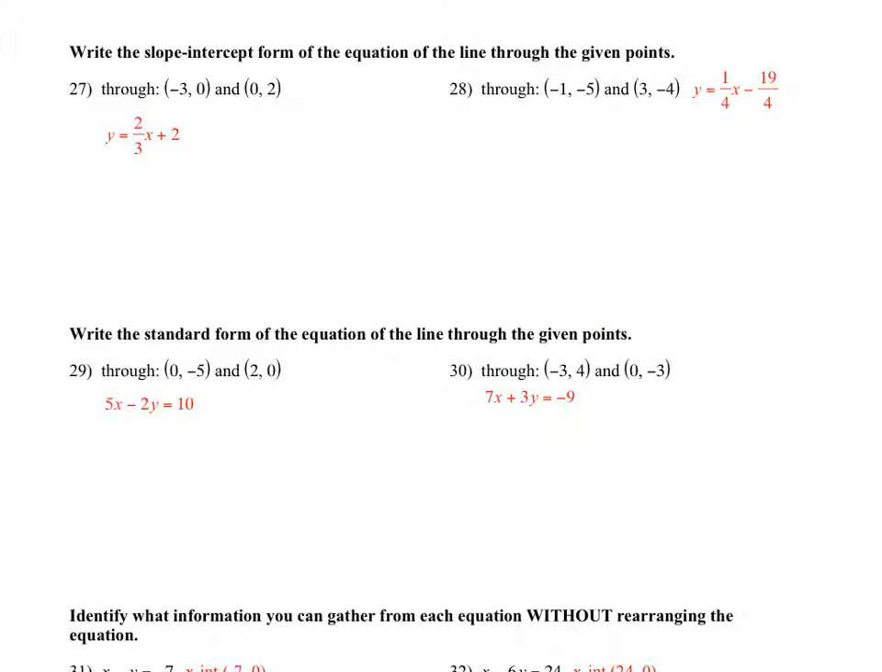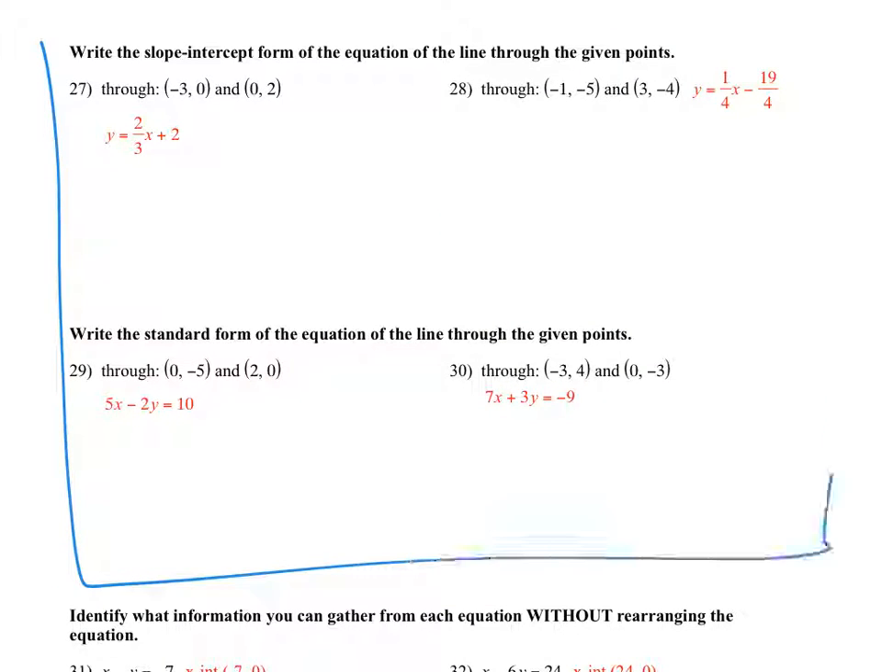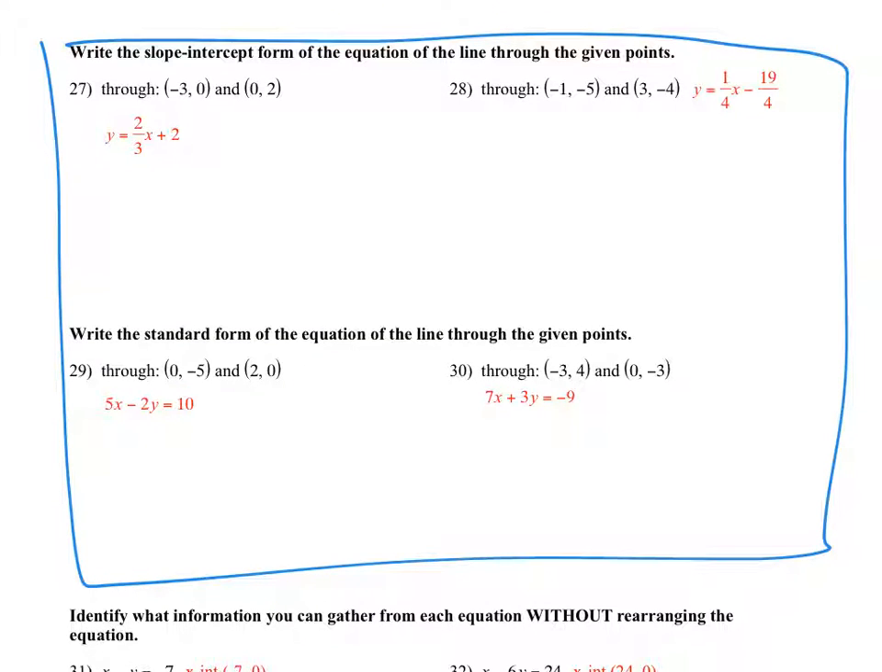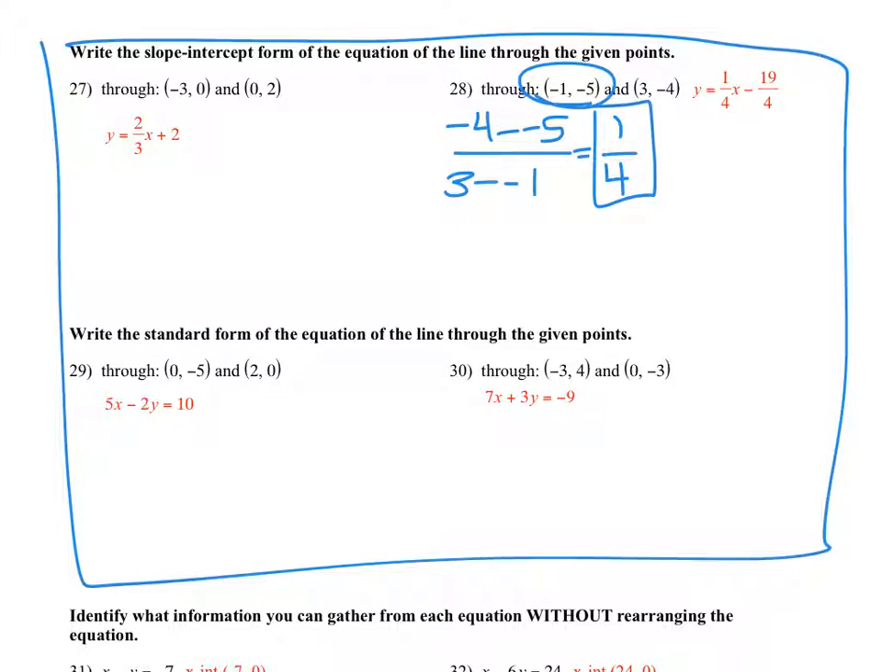All right, last page, 27 through 30, all of these give you 2 points, which means you have to find the slope first. So to find slope, we do y2 minus y1 over x2 minus x1. That's going to give me +1/4. And now you just use that and pick a point to set up your equation. So here I picked the one with both of the negatives, but this is going to be y plus 5 equals 1/4 times x plus 1.